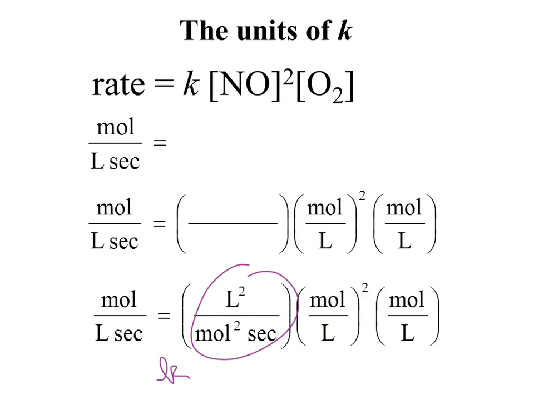Those are our units of our K. Notice how things cancel out. Liters squared will cancel out here. Mole squared will cancel out here. And we're left with units of moles per liter per second. So that's an overall reaction order of 3. There's no extra problem for that.